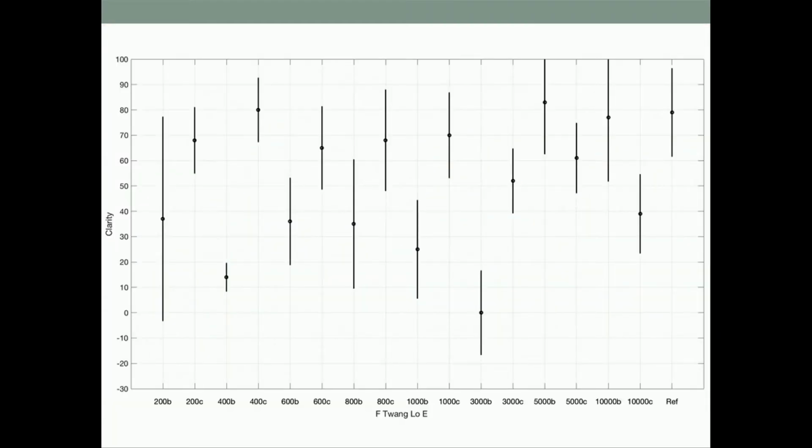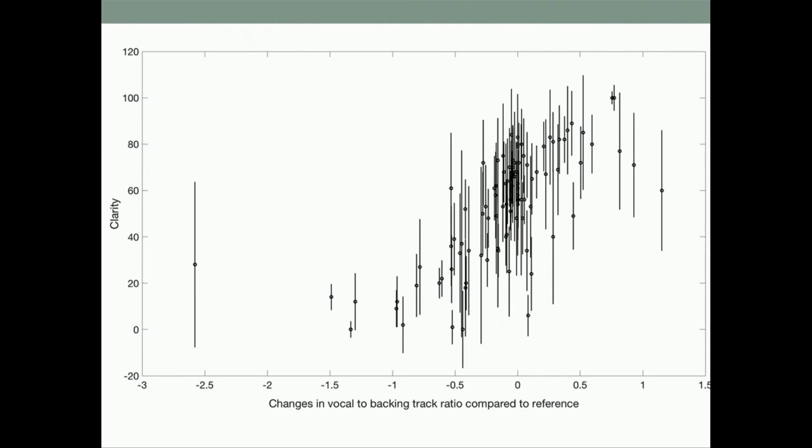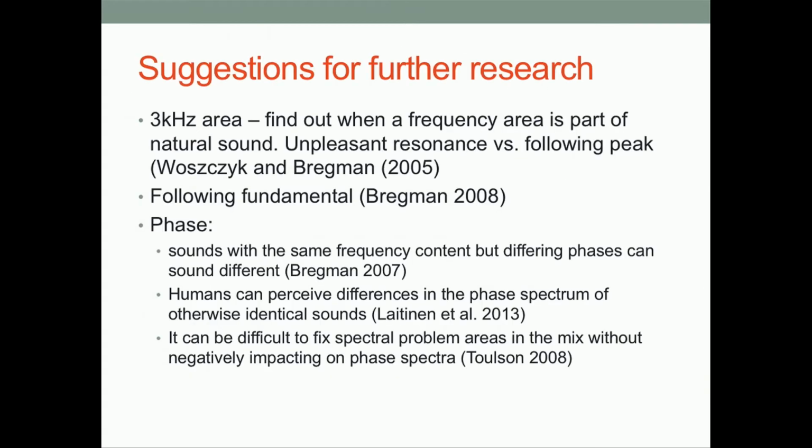Another thing I looked at was, God, I made this too long, the vocal to backing track ratio. So I applied a sort of masking model to see how much of the vocal was masked. And as you might expect, the less masked it was, the clearer it was. So that was a masking model, which was also quite useful.